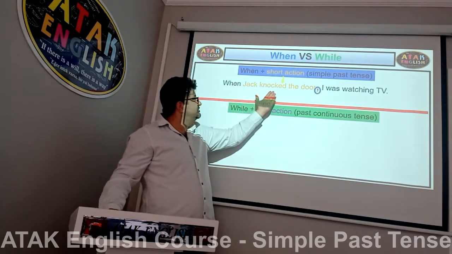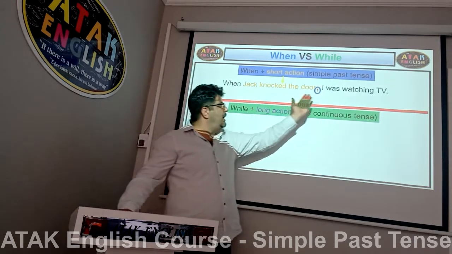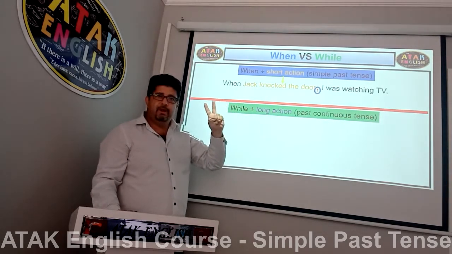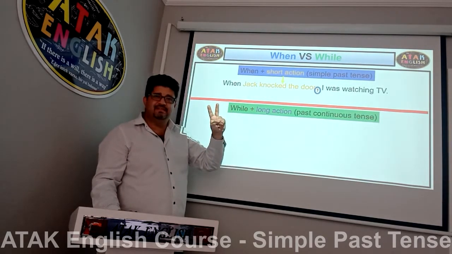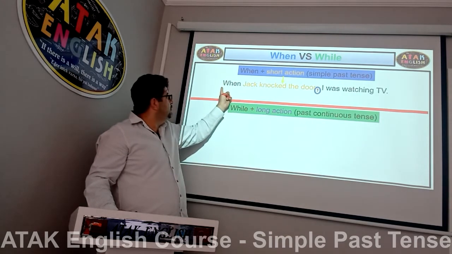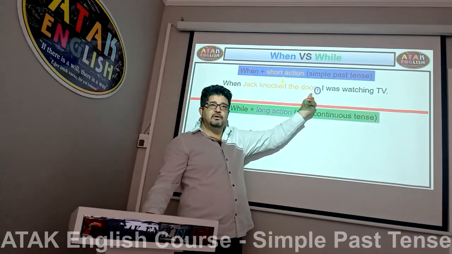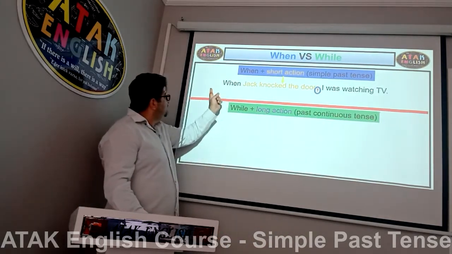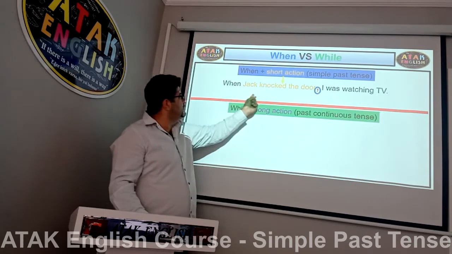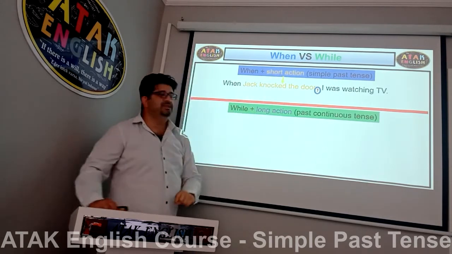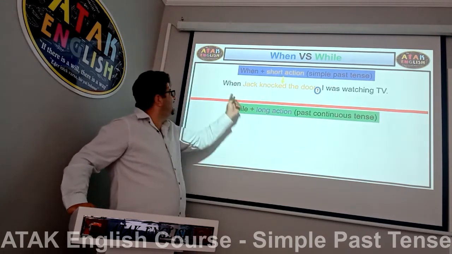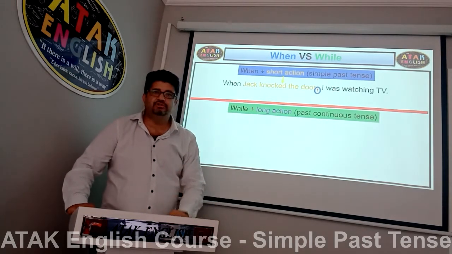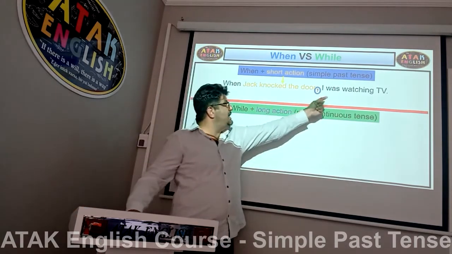When Jack knocked the door, I was watching TV. So there are two parts of this combined sentence. First part is the when clause. Second part is the main clause. In the first part, in the when clause, a short action is used after when. When Jack knocked the door, I was watching TV.